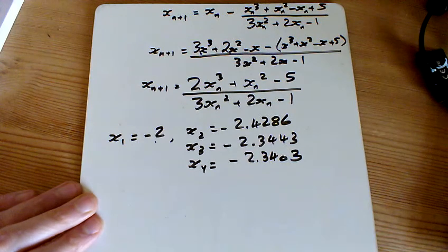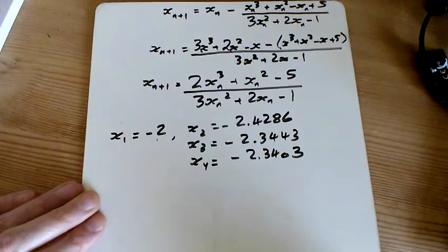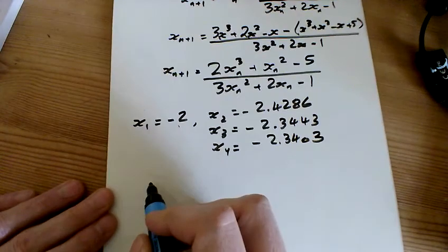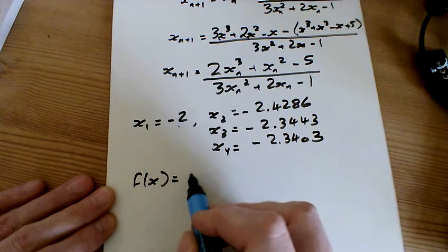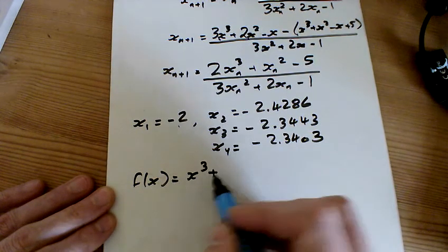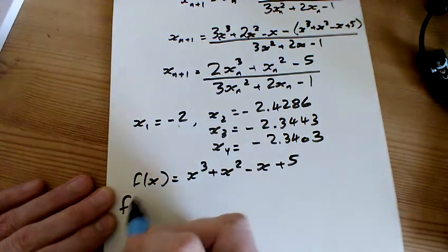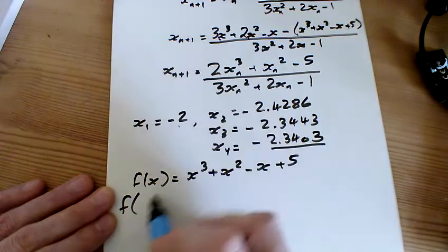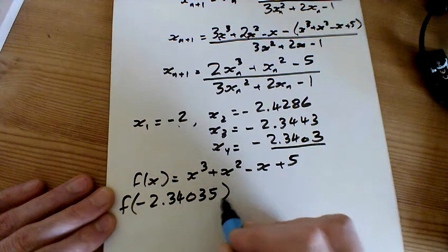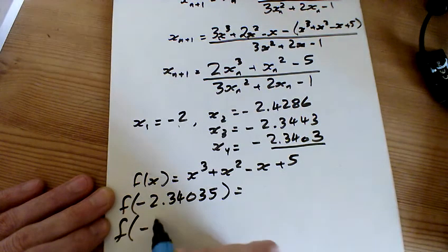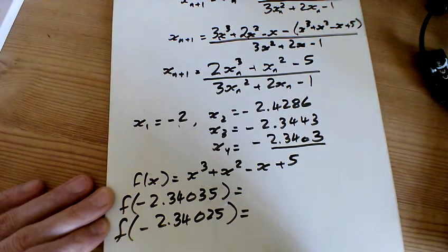In the next part, you're asked to show that the answer is actually minus 2.403 to 4 decimal places. So we'll put f of x going all the way back to the beginning again, which was the x cubed plus x squared minus x plus 5. And what we're going to do is think, what is this as low as it could be? So we'll go for 035, and we'll tap that one in. And then the other side of it would be 3025, the other side of that.